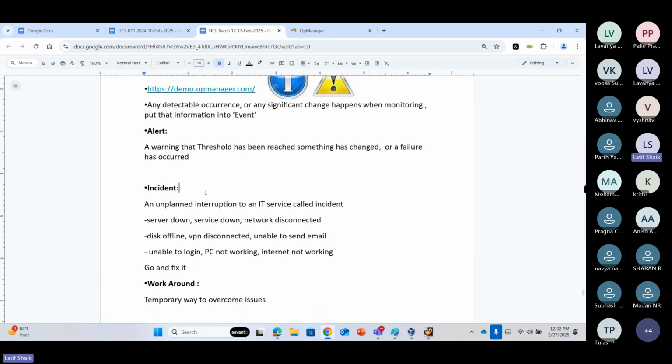Incident tickets. Guys, understand event and alerts. Event and alert.